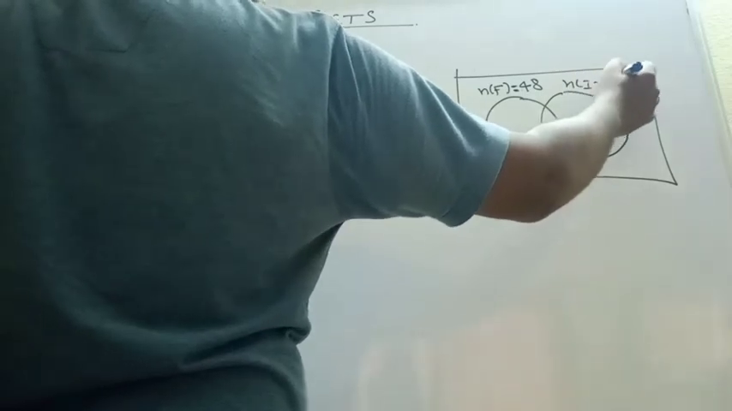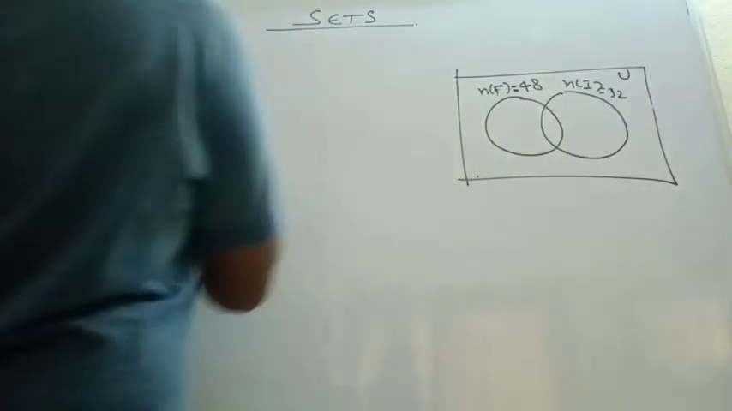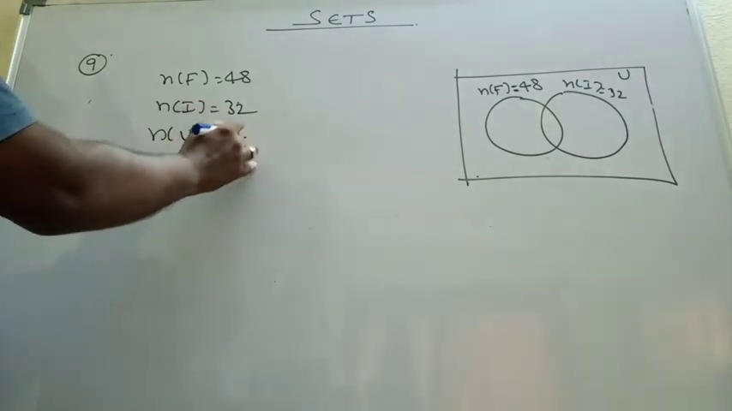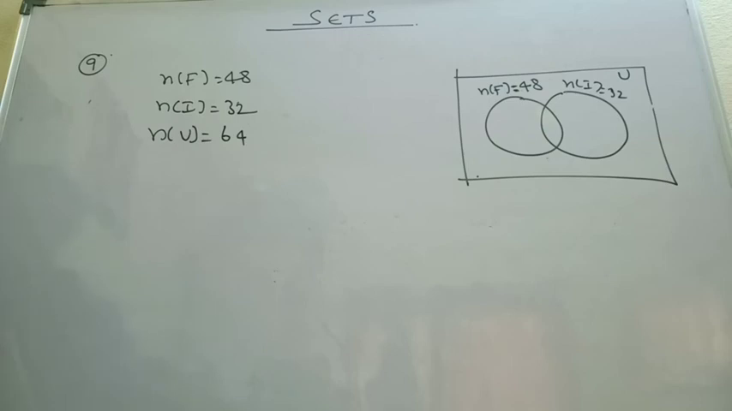Totally, how many are there? N of U. How many ladies are there? The universal set has 64 ladies. Now they are asking how many read only one magazine. Wonderful. That is the problem.